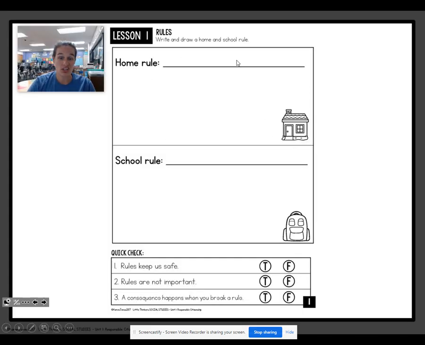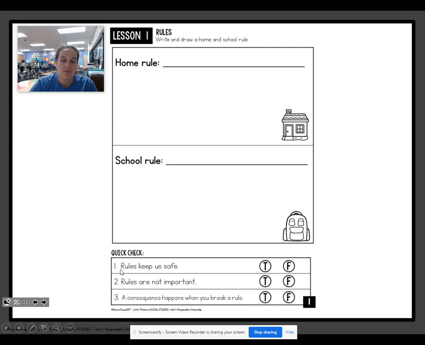Alrighty, so you have this sheet in your packet at home for you to complete. It says rules. Write and draw a home and school rule. So first you need to write what the home rule is, and then you get to draw a picture of it. Then you write what a school rule is, and then you draw a picture of it.